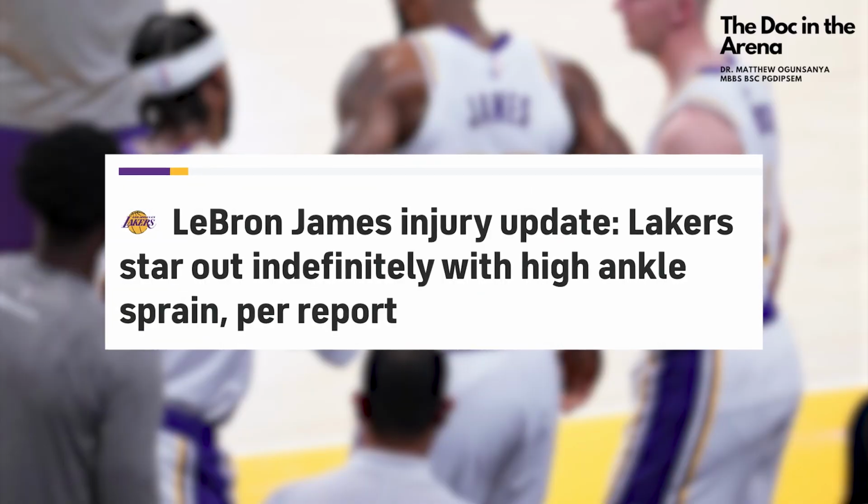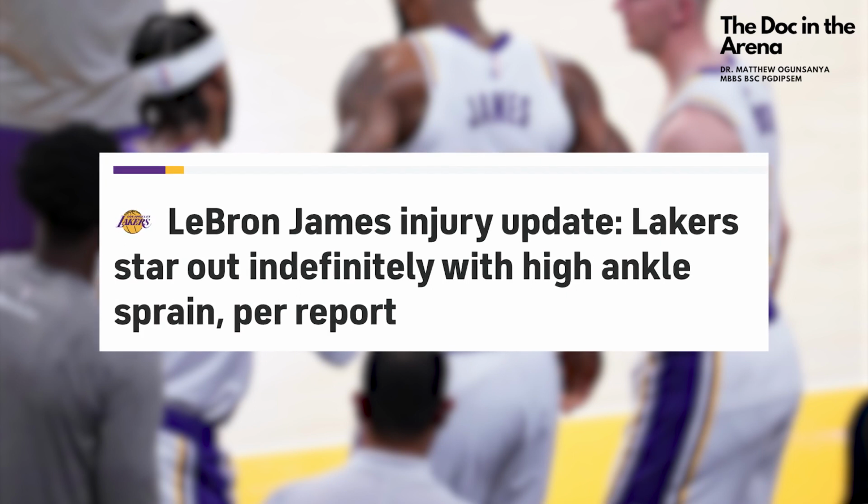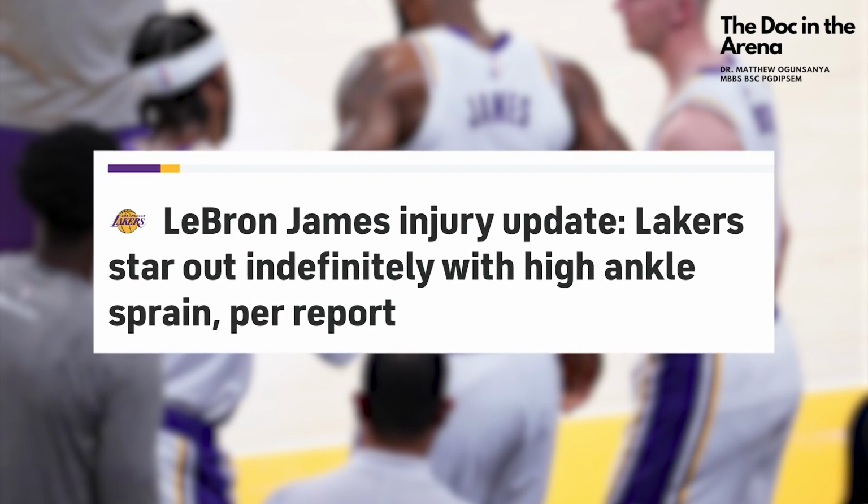So here we go. Right, the headlines. Lakers star LeBron James is out indefinitely with a high ankle sprain, as per reports. I was watching this game live against the Hawks yesterday, and when I saw the injury, I was immediately worried. I want to look at the mechanism of injury, and use that to talk about the structures involved and why I'm a bit worried about LeBron. Right, let's take it to the video.